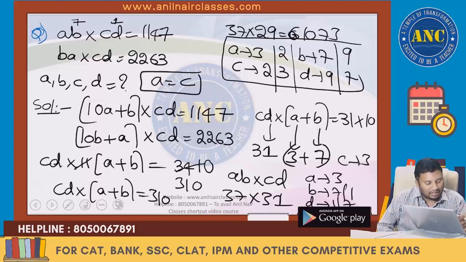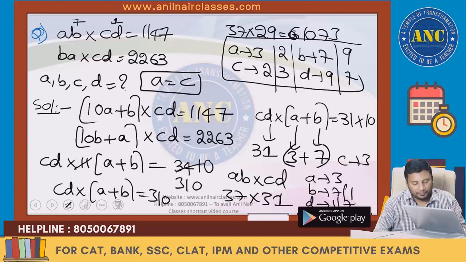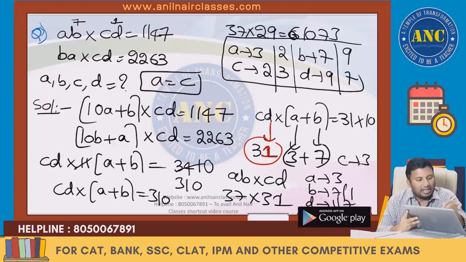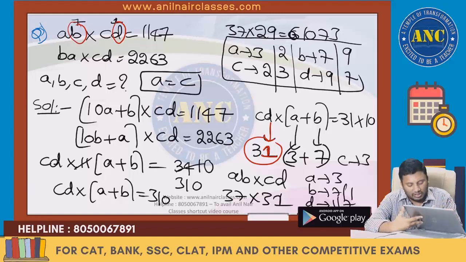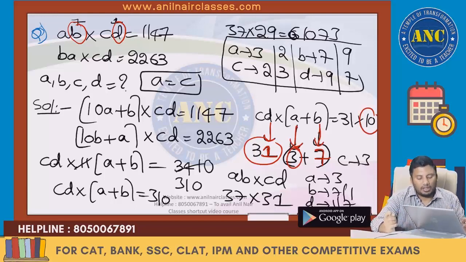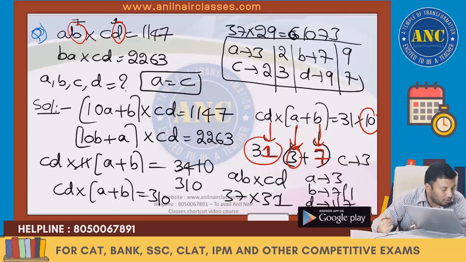Directly from here the question, Balaji, if you see the previous question, you will understand. If D is 1, something into 1 is 7, that something value should be 7. B is 7, it is 10, so A value is 3. 31 into 37. I hope it is clear.